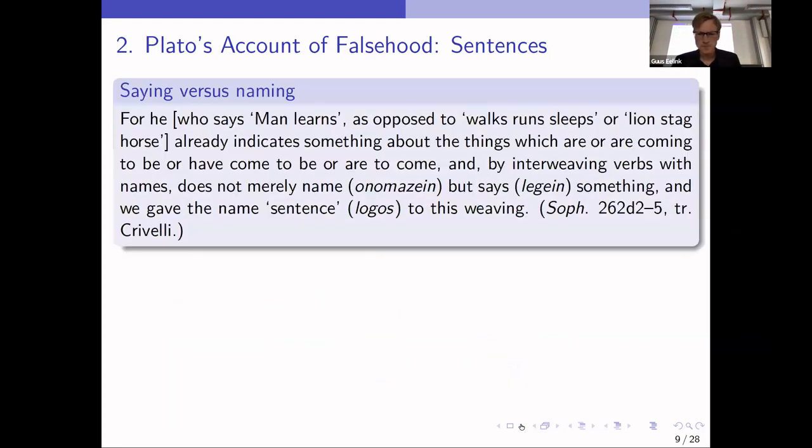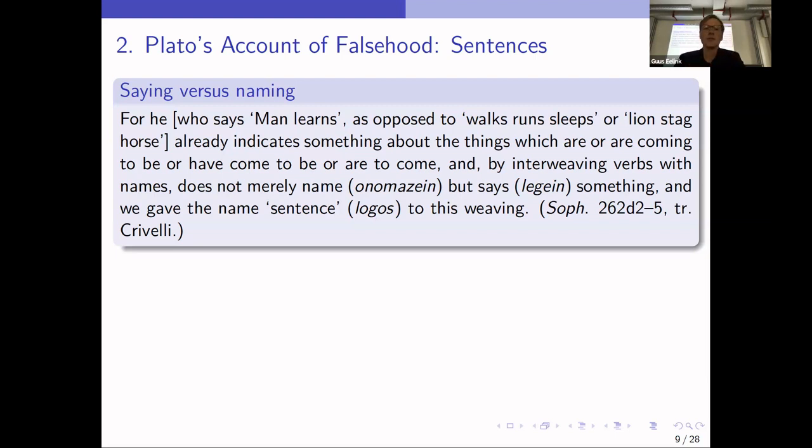Okay, so now Plato then makes what I take to be a very important distinction between, on the one hand, saying, legein, and on the other hand, naming, onomazein. And I will read a little bit of text here. So he who says man learns, as opposed to walks, runs, sleeps, or lion, stag, horse, already indicates something about things which are or are coming to be, or have come to be, or are to come. And by interweaving verbs with names, does not merely name, but says something. And we gave the name sentence to this weaving.